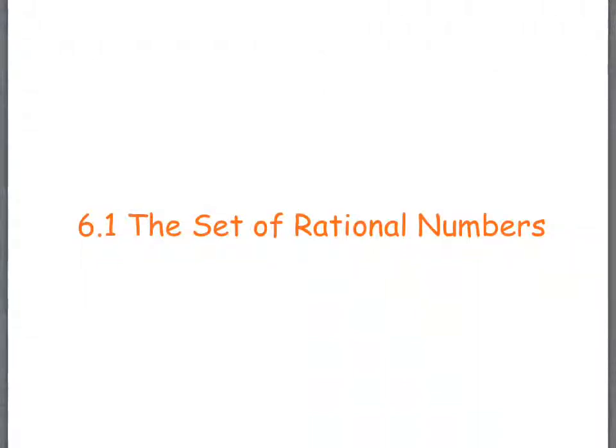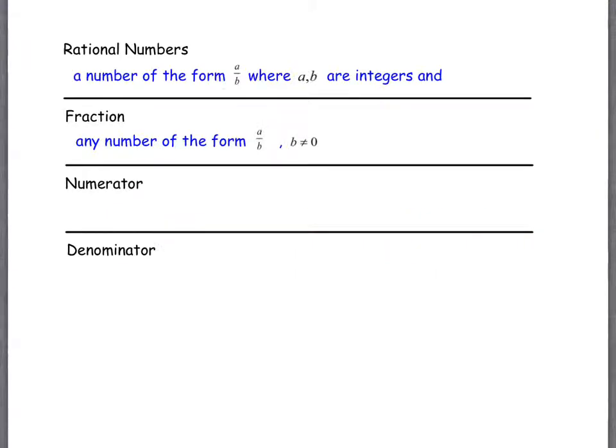All right, section 6.1 is the set of rational numbers. And we're going to start in with sort of defining what that means. What does rational numbers mean? All right, so rational numbers are any numbers of the form a over b, where a and b are integers. And you've probably commonly called them fractions, and when you've said the word fractions, you've actually meant rational numbers. There's just a slight difference.